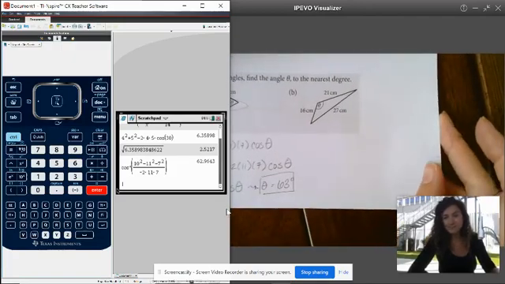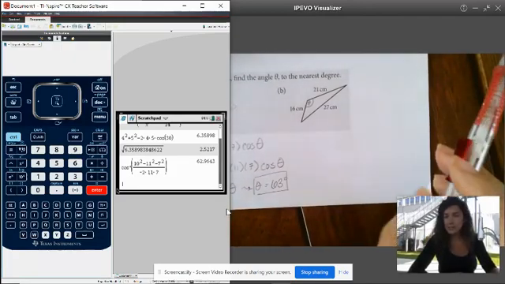If you have a numerical solve, okay, go ahead and do this next one on your own.